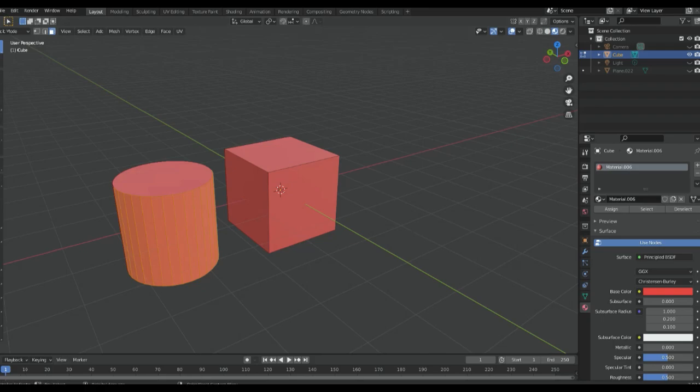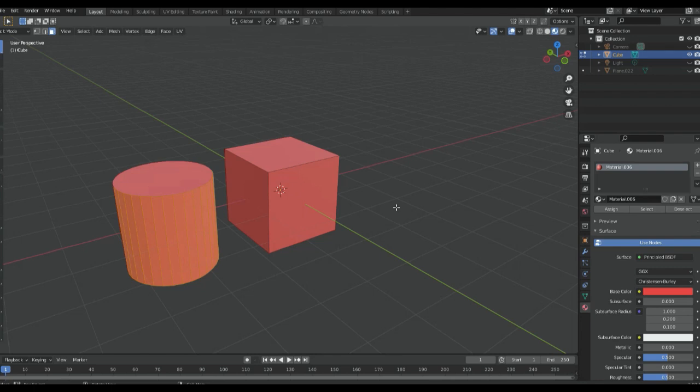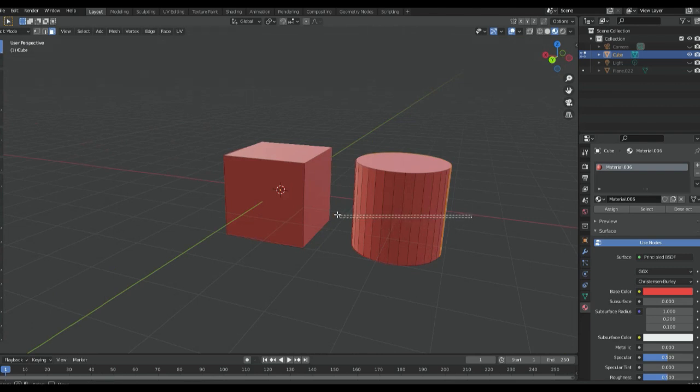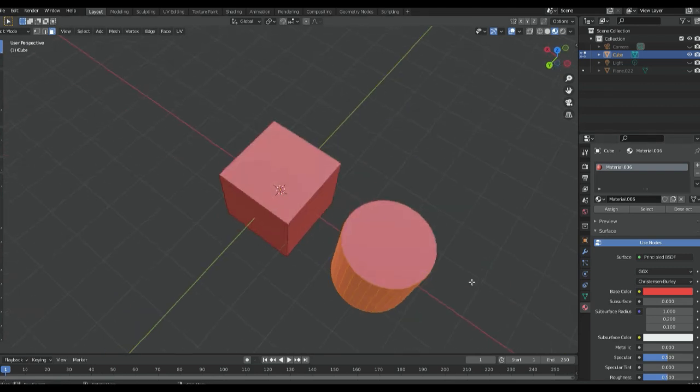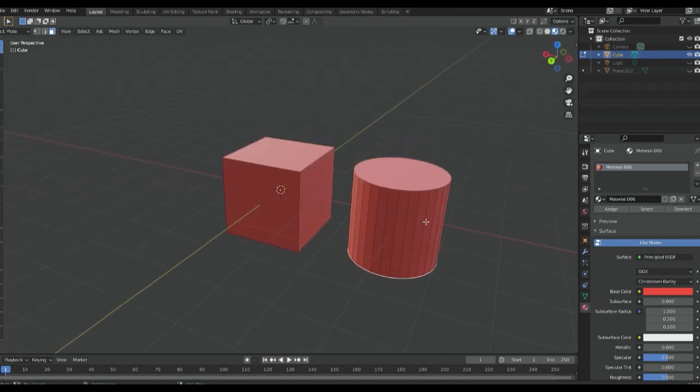Now, the second one is your curved surface area. A cube and a cuboid do not have a curved surface area because there is no curved face, is it not? Unlike a cylinder, which has a curved face, right? We can see over here, this is your curved face, right? The top and the bottom are not curved faces. These are flat. So this is your curved surface area of a cylinder. Similarly, we have curved surface area of a cone and sphere. Yeah, I think that's it. So cube and cuboid do not have a curved surface area.